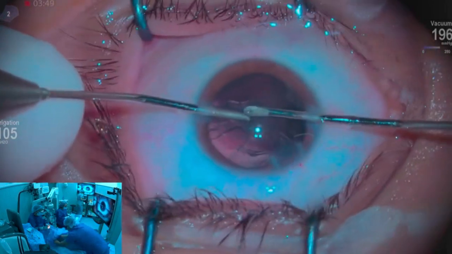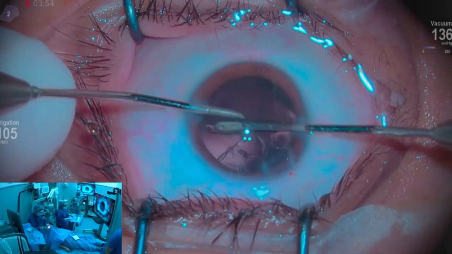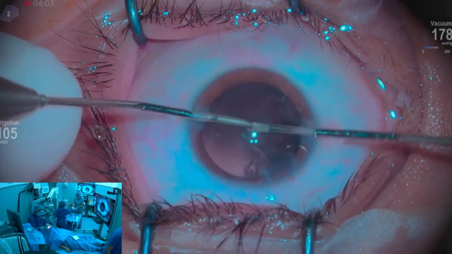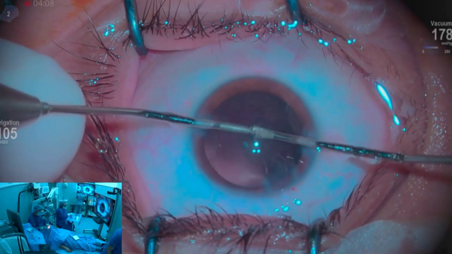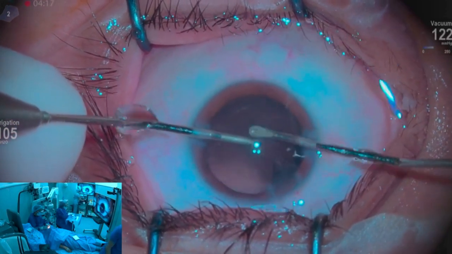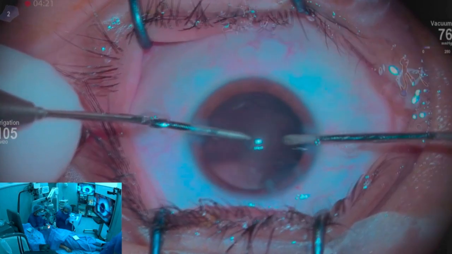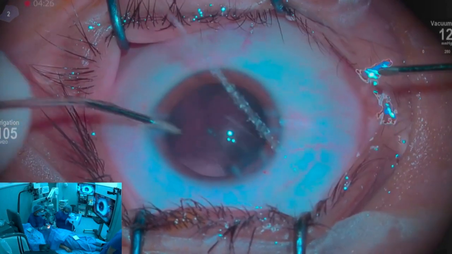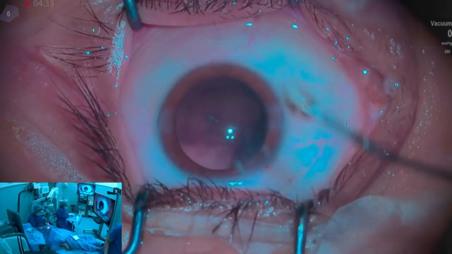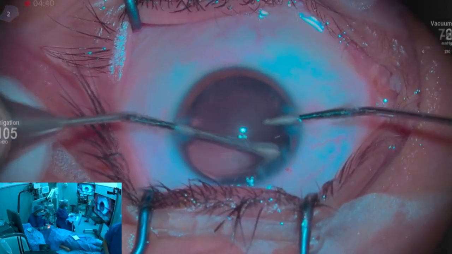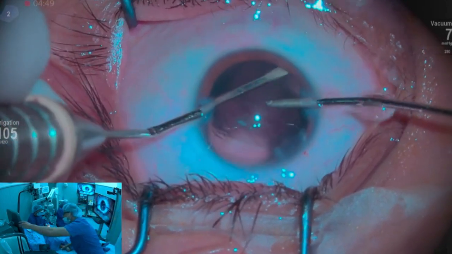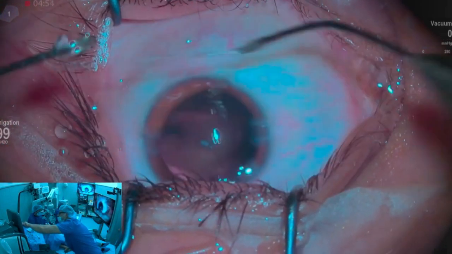Now again, bimanual I/A. In this particular case, and in our normal practice, we use only topical anesthesia and intravenous sedation. But here the patient is a little bit tense. Now I will try to peel the plaque there. Here you can see how the patient moves. So in such cases, the presence of an anesthesiologist is priceless.